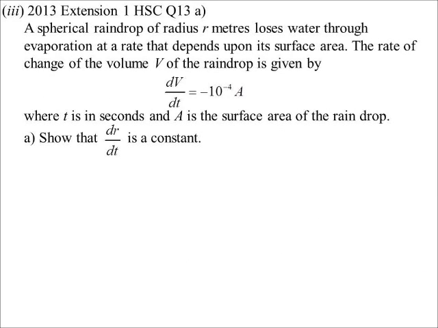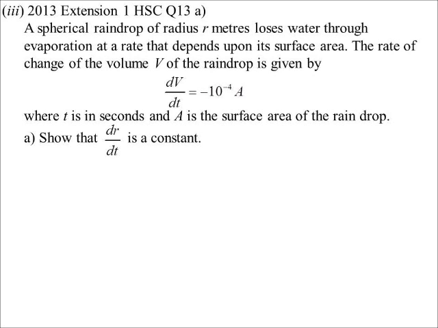Another sphere. Love the spheres. A spherical raindrop of radius r metres, that's just falling, loses water through evaporation at a rate depending upon its surface area. The rate of change of volume is minus 10 to the negative 4 times its area. If we're talking about metres, one would hope that that's going to be a very small number, isn't it? Be careful here, A is the surface area, t is in seconds.